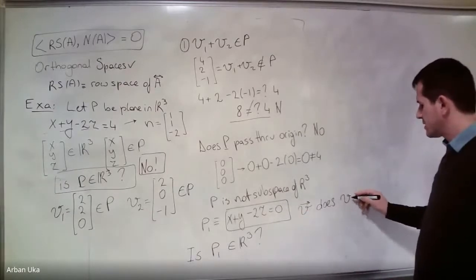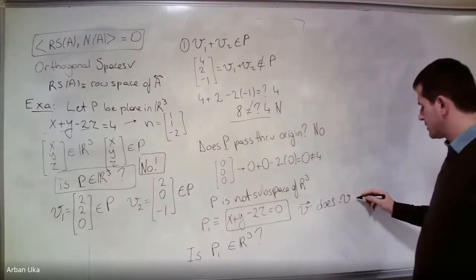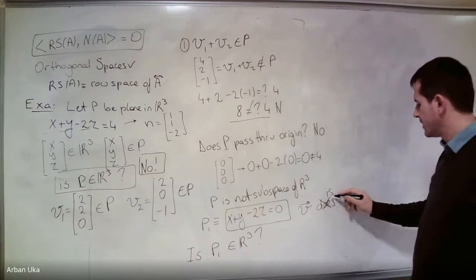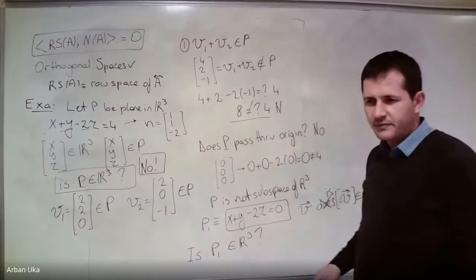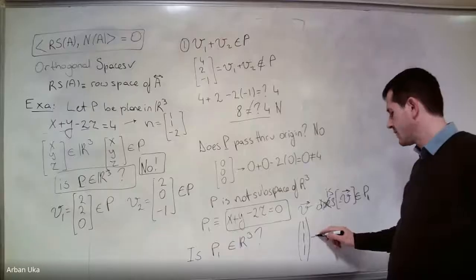But does minus v, or is a better question, is minus v an element of P1? It is. Let's check. Because we know that zero times something equals zero. If we were to do minus x minus y plus 2z equal to zero, it's the same as if we were trying to check minus v. If we have a vector v with components x, y, z, minus v would be minus x minus y plus 2z, which would still be equal to zero. You are right. That's a good approach.